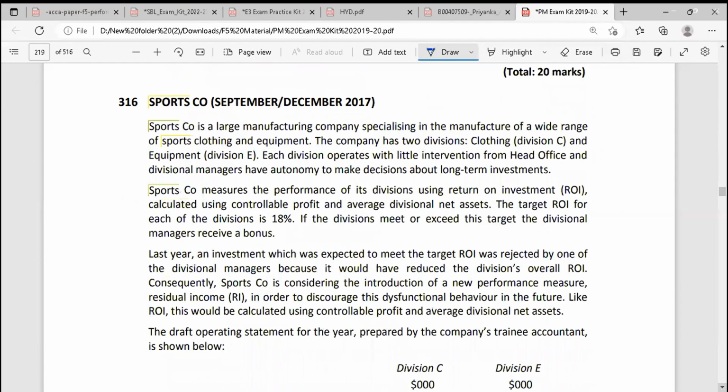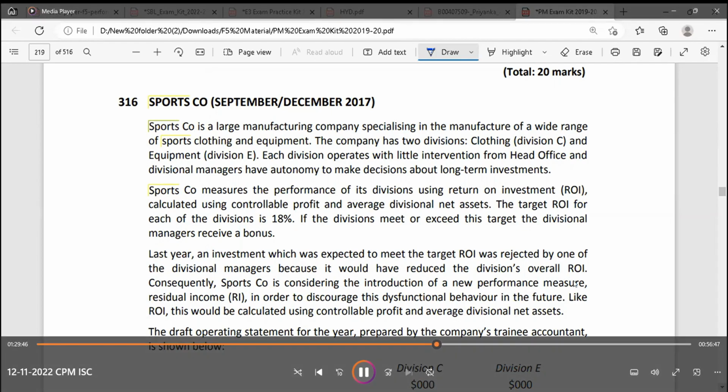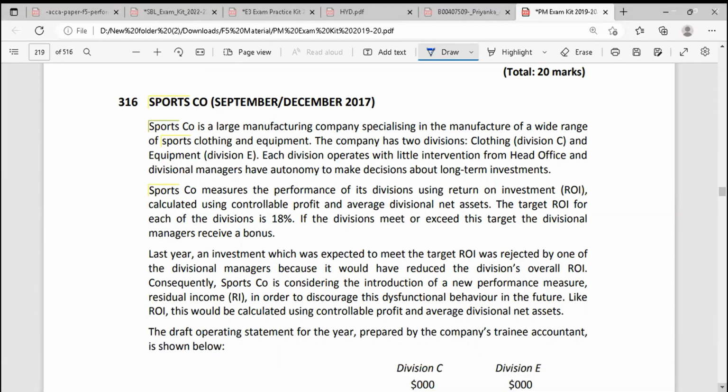Sports company is a large manufacturing company specializing in the manufacture of a wide range of sports clothing and equipment. The company has two divisions, clothing division C and equipment division E. Each division operates with little intervention from head office, and divisional managers have autonomy to make decisions about long-term investments. Sports company measures the performance of its divisions using ROI calculated using controllable profit and average divisional net assets.